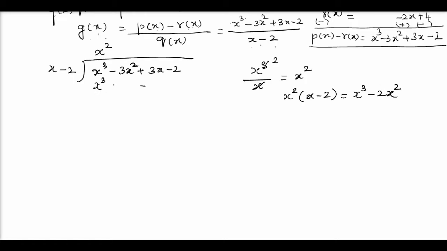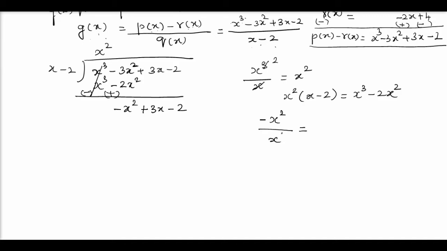So when you subtract this x cube minus 2x square, we'll change the sign of the second term. So I get minus 3x square plus 2x square is minus x square. Then the remaining terms are 3x minus 2. Now we'll take the first term of the new dividend, minus x square, and the first term of the divisor, and simplify them so that I get minus x as the next term of the quotient.